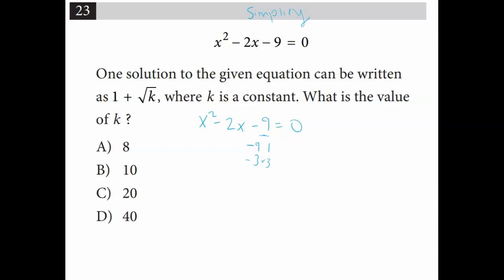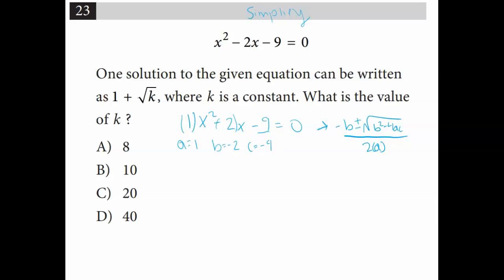So what we need to use is the quadratic formula. So let me erase this. If we remember what that is, it's negative b plus or minus the square root of b squared minus 4ac, all over 2a. And so we need to find a, b, c. Well, we know a is going to be 1, so a equals 1. We know b equals negative 2, and c is going to be negative 9. So knowing that, we can plug those into the equation.